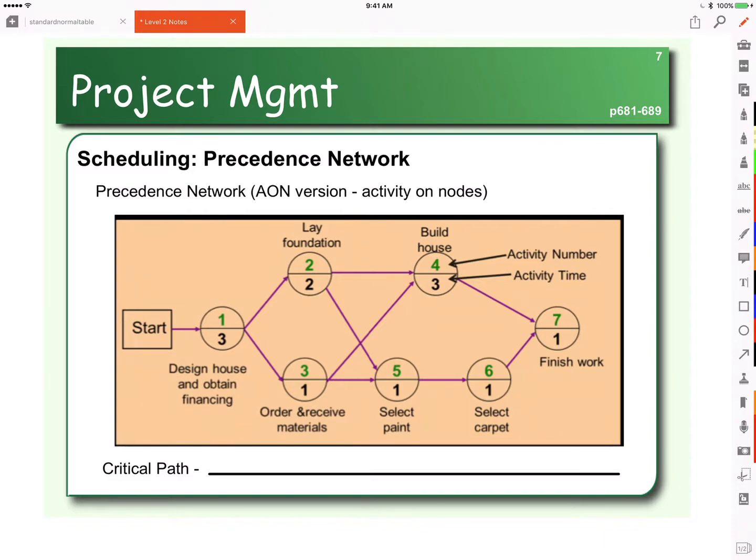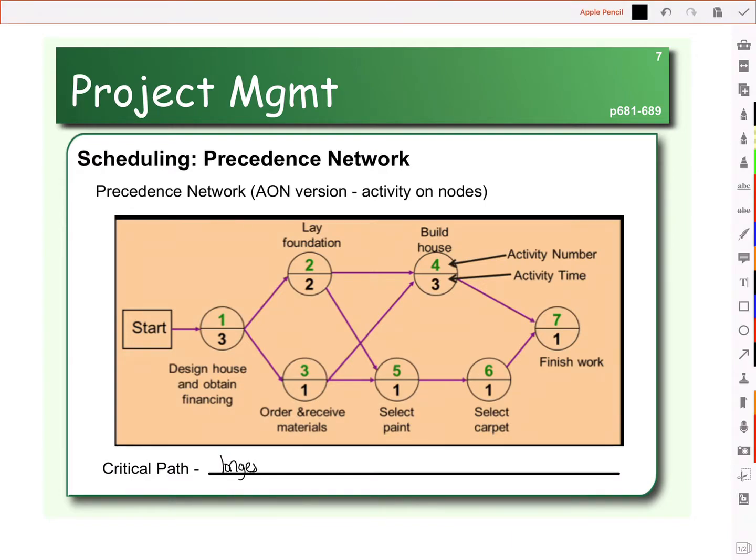And as we look at the project and all of its pieces, the first thing we want to be able to do is determine what is called the critical path. The critical path is the longest path through the network. Once we identify the critical path, it's going to tell us the soonest we can finish the project. So let's find the critical path in this example.